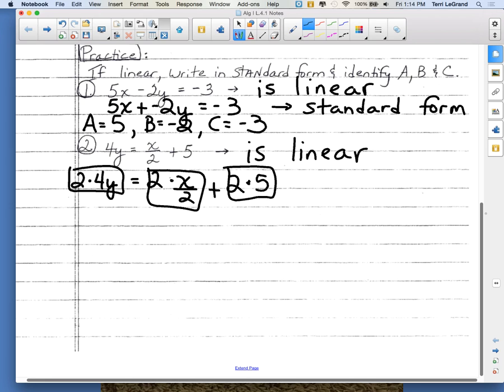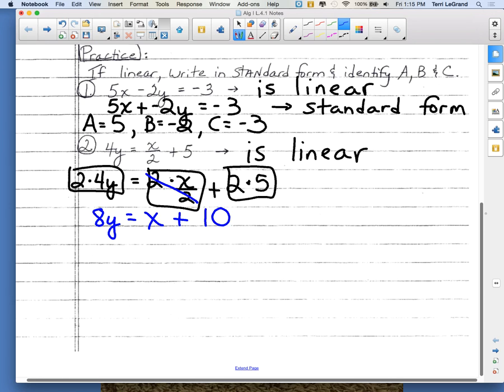Well, the goal was to get these guys to cancel, and they're going to. But those are the only 2's that are going to cancel. So 2 times 4y is 8y. What do we have here? Just x. And 10, right? We have not still put it in standard form, but now we're getting it so that we're not going to have any fraction A and B values. Okay? What do we have to do next, do you think, to get this in standard form?